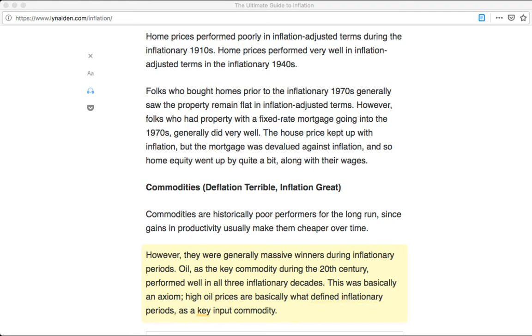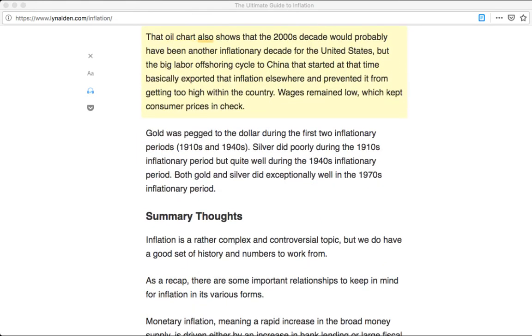As a key input commodity, that oil chart also shows that the 2000s decade would probably have been another inflationary decade for the United States, but the big labor offshoring cycle to China that started at that time basically exported that inflation elsewhere and prevented it from getting too high within the country. Wages remained low, which kept consumer prices in check.